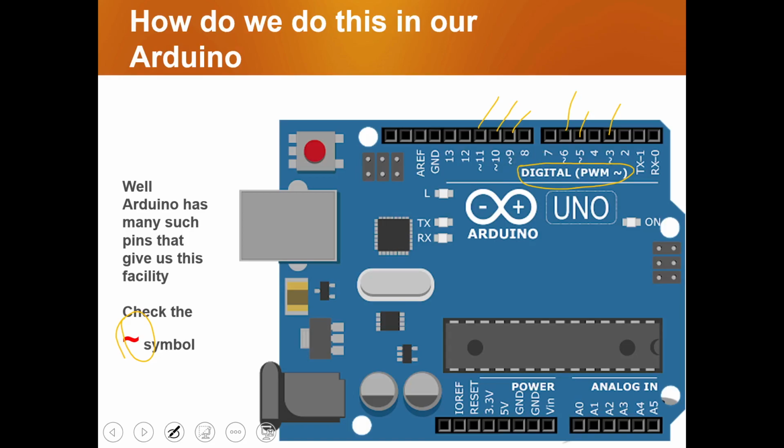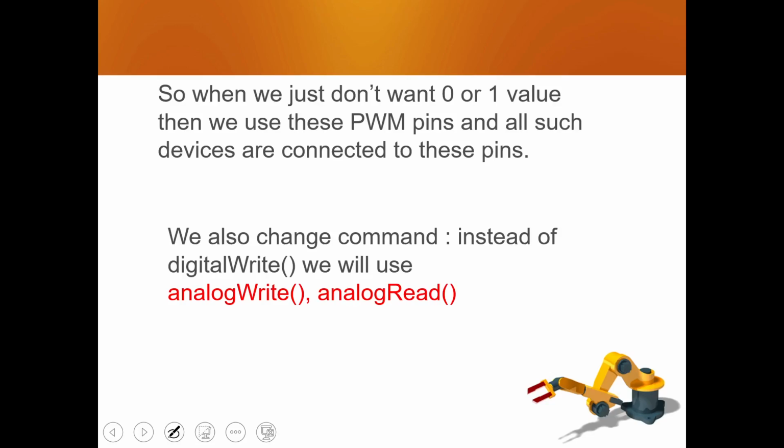Those are the pins where we will be connecting our motor, because at these pins we can control the speed or the power. When we don't want just a 0 or 1 value, then we use PWM pins, and all such devices are connected to these pins on which there is a tilde symbol.